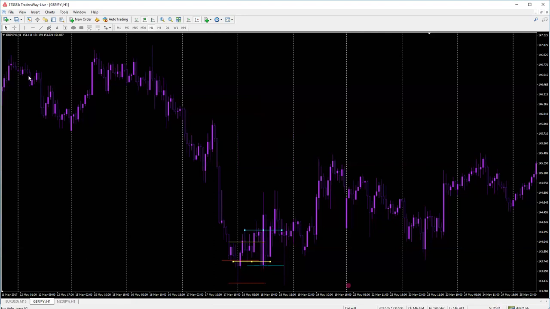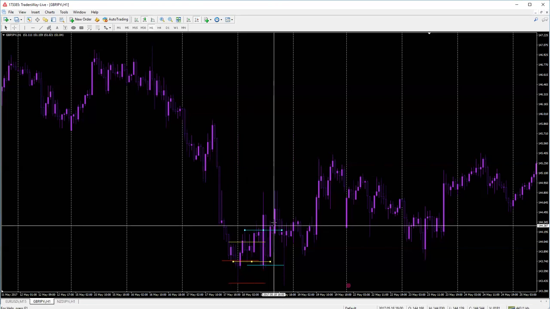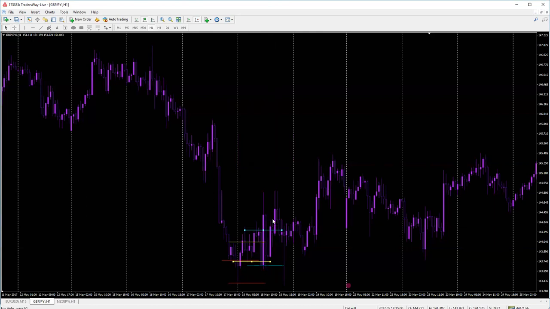Let's go over to the New York session, the last session, which is 1500, 15 o'clock, 8 o'clock in the morning. Grab your crosshair tool, 1500, there we go, and do the same thing. Mark it up. Guys, this is going to take the guesswork out of trading.